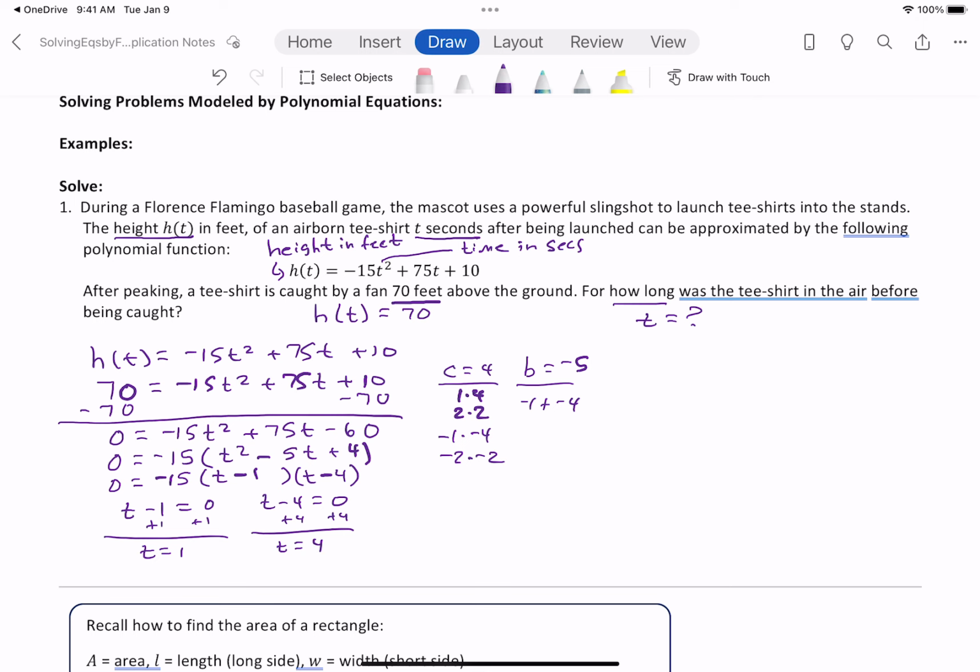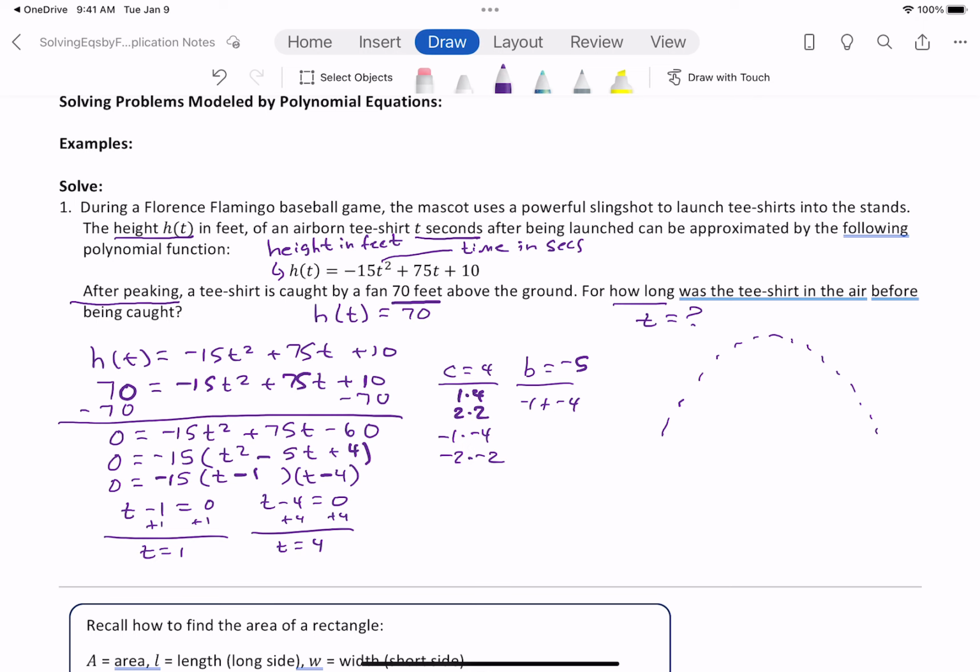Now both of these came out to be positive numbers, so that doesn't let me exclude one just from looking at the potential answers. So we kind of have to think about what the question is asking here for a minute. It says, after peaking, the t-shirt is caught. We'll learn more about this later, but when we have a quadratic or squared term in a function like we do here, the motion is a parabola.